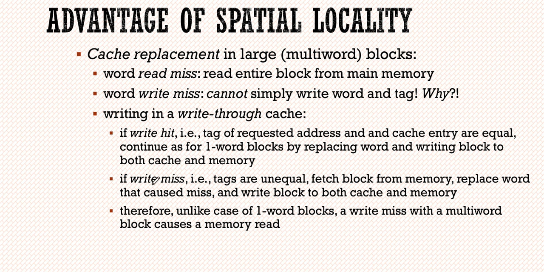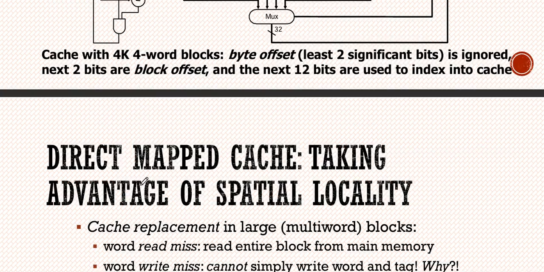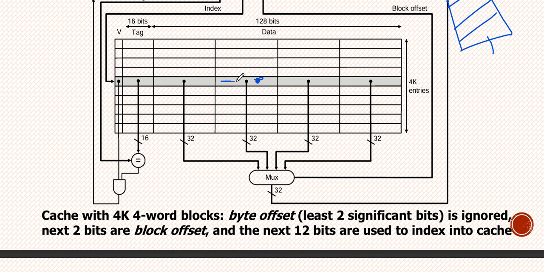Right. So what they are saying is that if you want to write, and you realize that the block you want to write to is already in memory for a multi-word block cache, what you do is continue just like the way you do for one-word blocks. You replace the word and you write the block back to memory. So, for example, if it is only this word that you were writing to, maybe you were doing store word, and when you come to the cache, you realize that that word is already in memory. So when you write to only this block, you have to write the whole block back to memory.